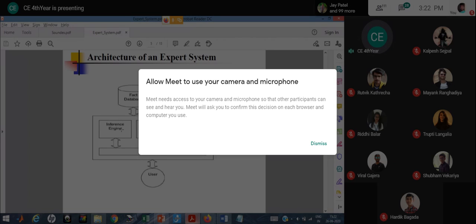So now, see, again I will explain all these parts. The first is the knowledge base. The knowledge base contains the specific domain knowledge that is used by the expert to derive a conclusion from the facts. So it contains the specific domain knowledge.